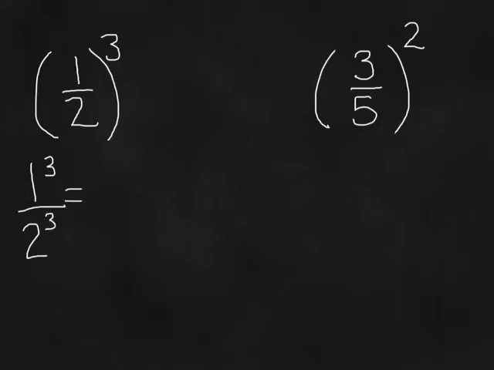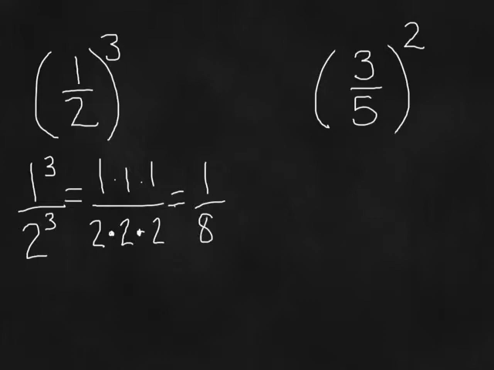Now I can evaluate it. 1 times 1 times 1 over 2 times 2 times 2. And if I evaluate that, I get 1 over 8, because 2 times 2 is 4, and 4 times 2 is 8. So 1/2 raised to the third power, or 1/2 cubed, is equal to 1/8.